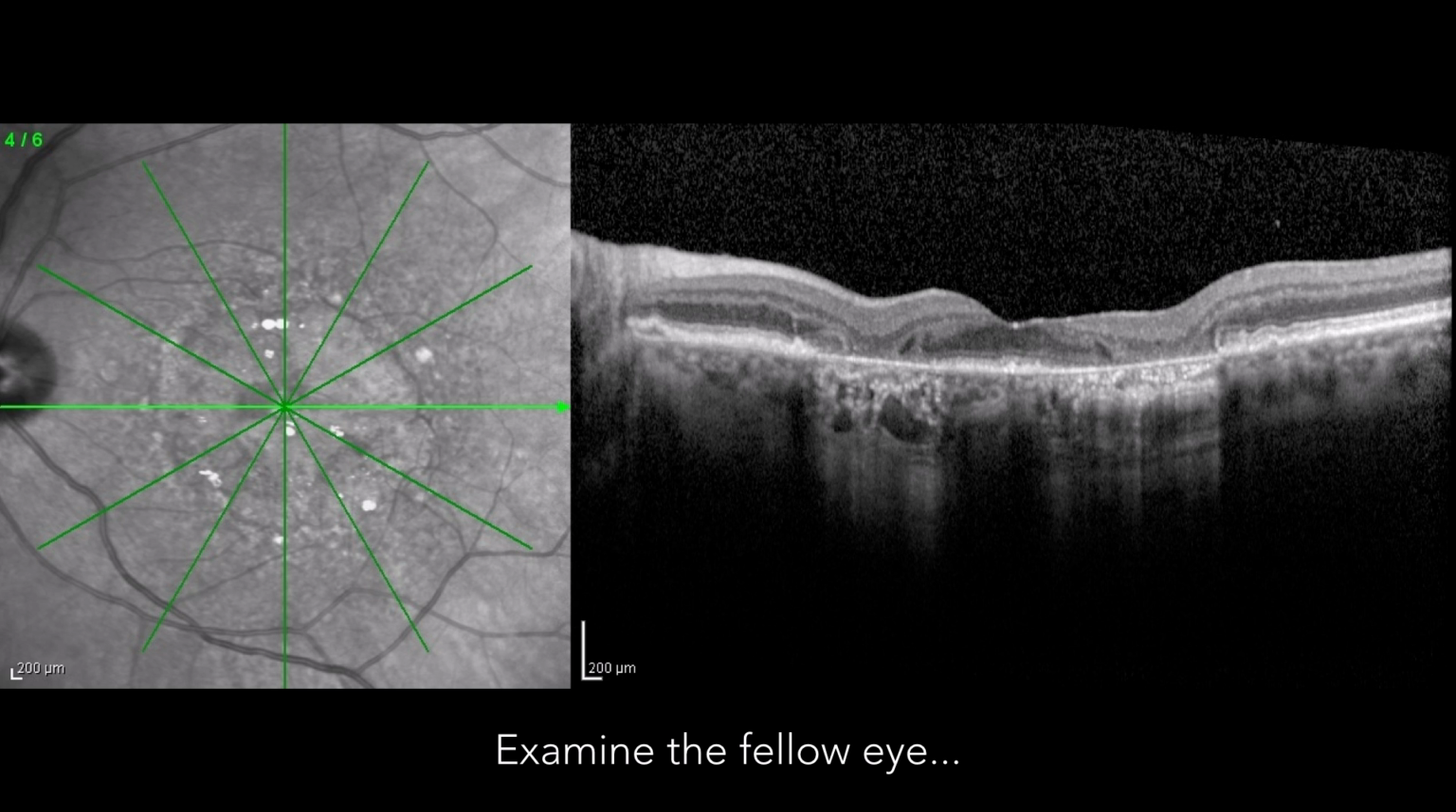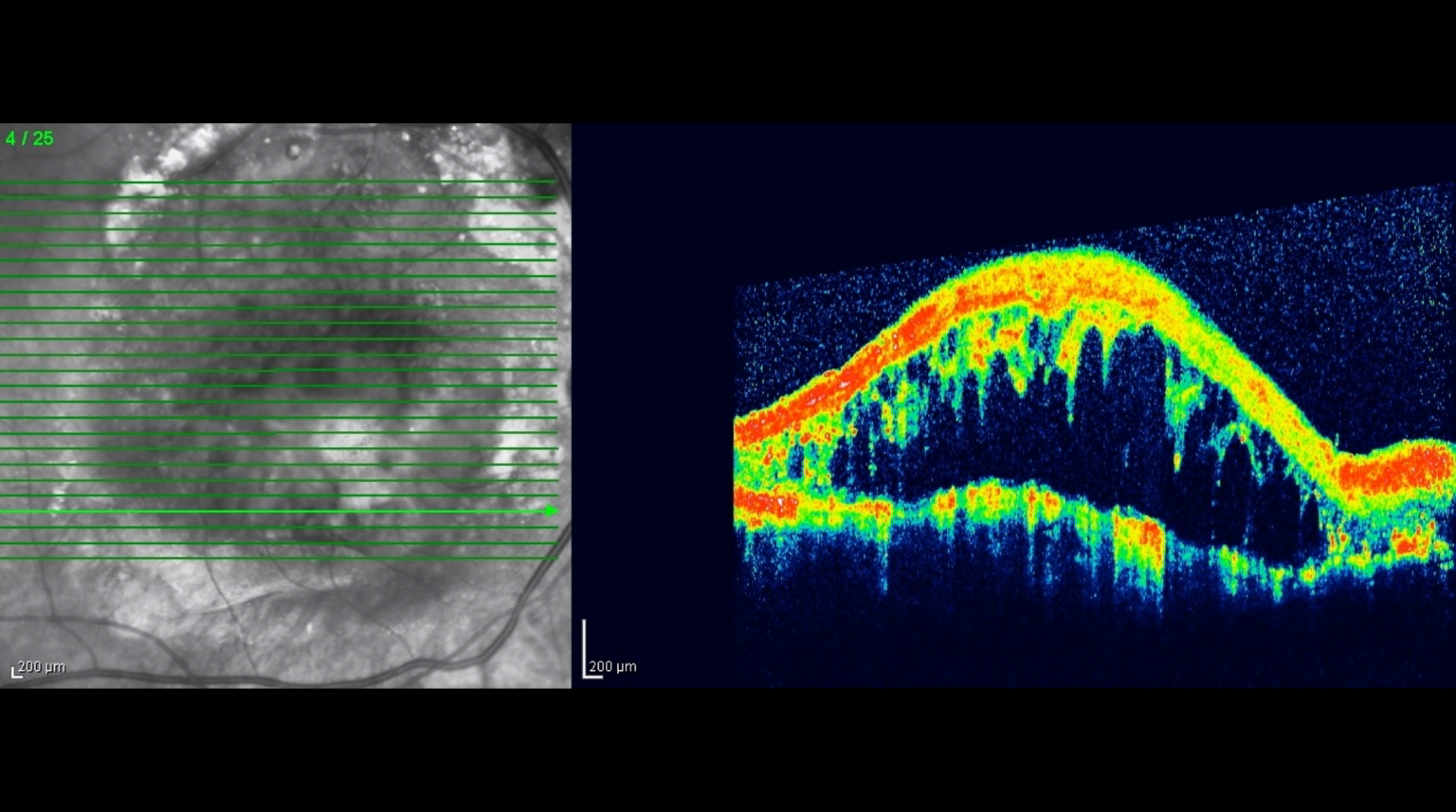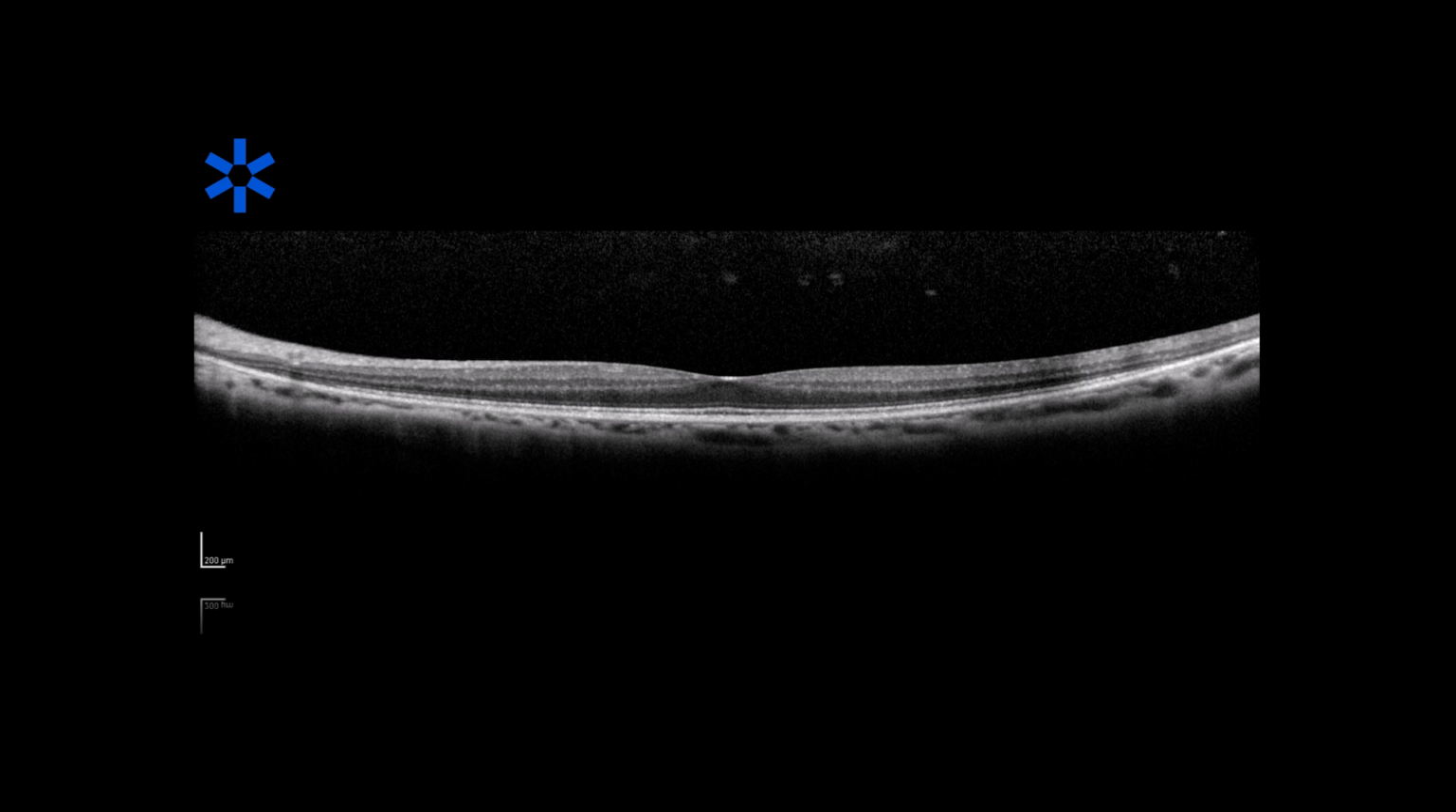And back to our original patient, what was going on? Look at the fellow eye. This is the shark sign of really bad AMD. So, like that. I've got some more coming up.